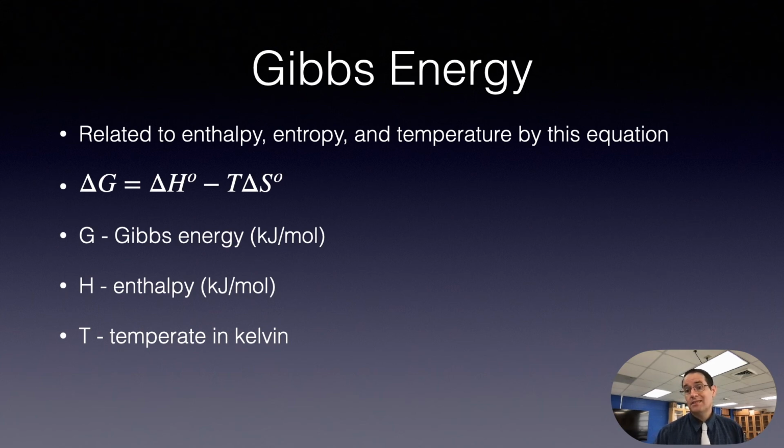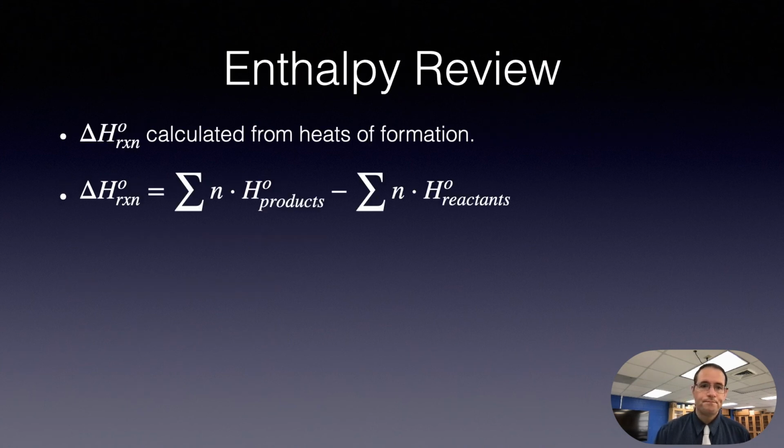So T is always in Kelvin, as always, right? With gas laws, we saw temperature had to be in Kelvin, and same with thermodynamics. And S is entropy, and I just want to note that we always have the numbers in the tables in units of joules per mole per Kelvin. So you've got to do some finagling there to get everything in kilojoules and your temperature in Kelvin, so that everything cancels out and gives you the answer in kilojoules per mole.